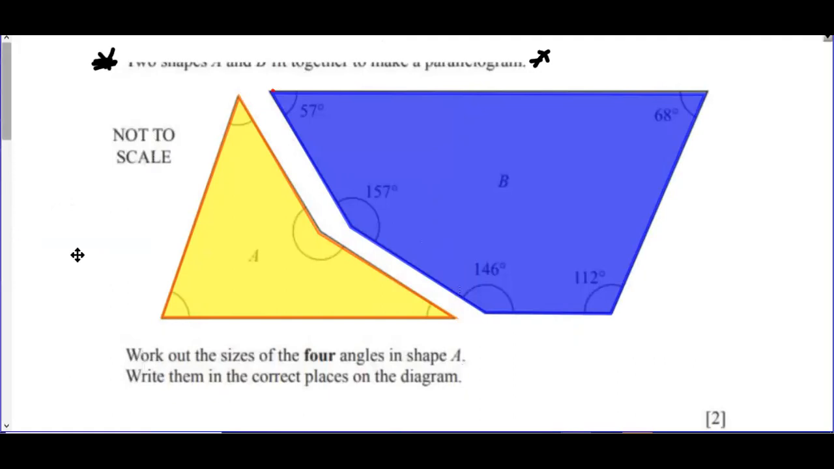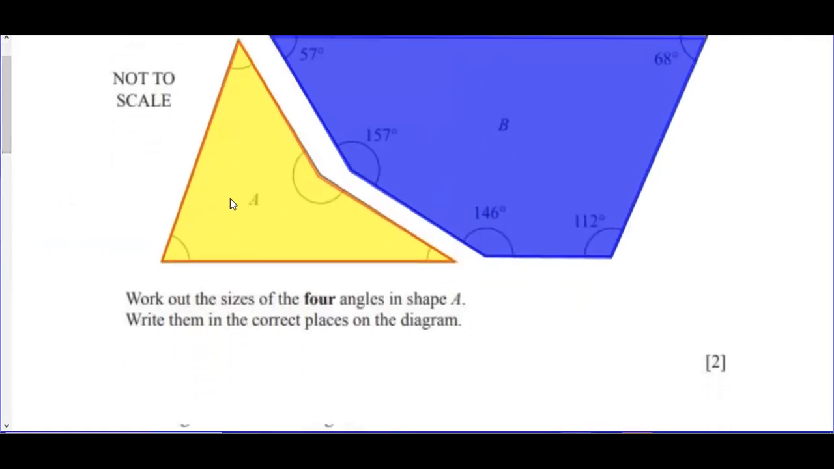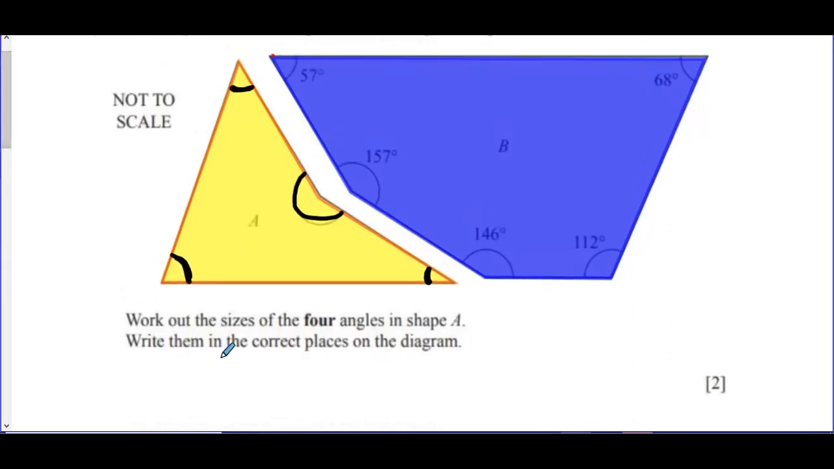Okay, we are supposed to work out the sizes of the four angles in shape A. Shape A is yellow in color. So we are supposed to find the size of this angle, this angle, this angle here, and this angle there. So write them in the correct places on the diagram. We are supposed to write them here.